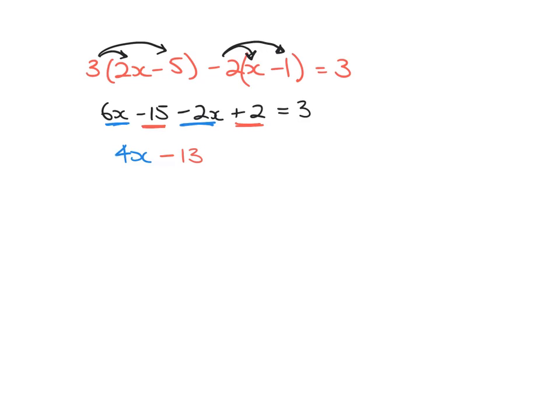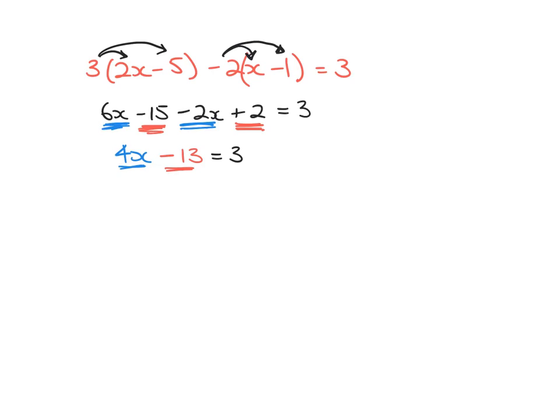Negative 13. Good. And then we can say equals 3. All right. So the 4x comes from the 6x minus 2x, gives us 4x. And the negative 15 plus 2 gives us the negative 13, because we're at negative 15, we're going to add 2 to that, gives us negative 13.